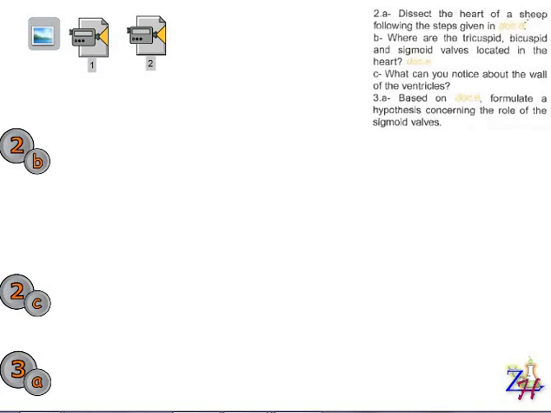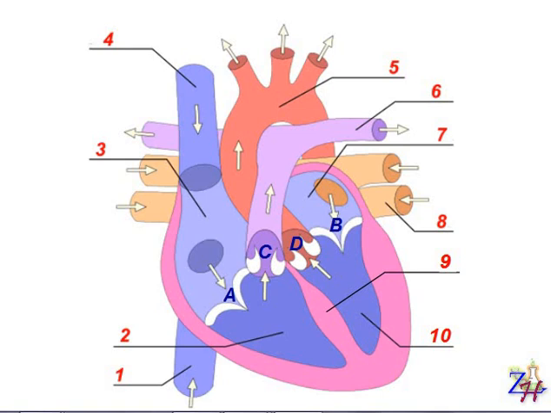So, part B. Where are the tricuspid, bicuspid, and sigmoid valves located in the heart? Let's go back to the previous flip chart and see these white structures located here that are called the valves. They are just like gates located in certain places. Let's start with the first valve. This is called the tricuspid valve.